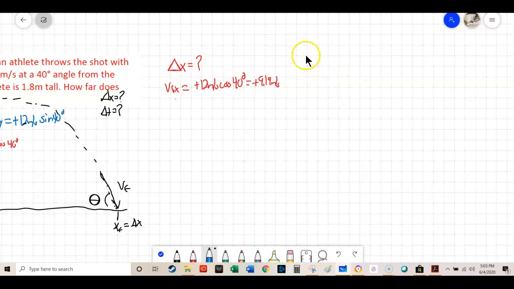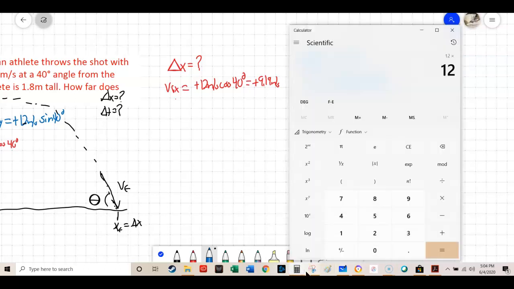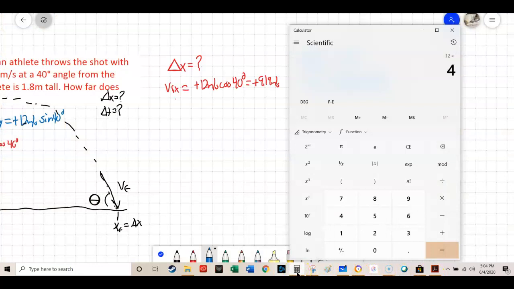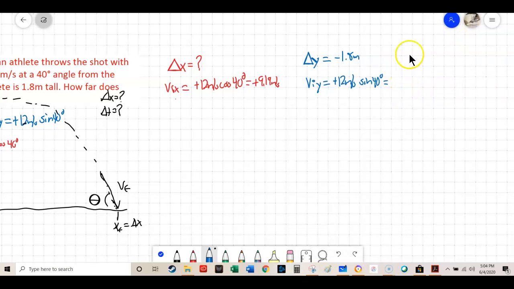Our y direction stuff, delta y, it's going to be falling below the person a height of 1.8 meters. VIY, its initial launch angle is going to be positive, so it's being launched up at 12 meters per second, sine of 40 degrees. And again, while I'm here, I'm just going to do that. 12 times sine of 40 degrees equals 7.713 meters per second.